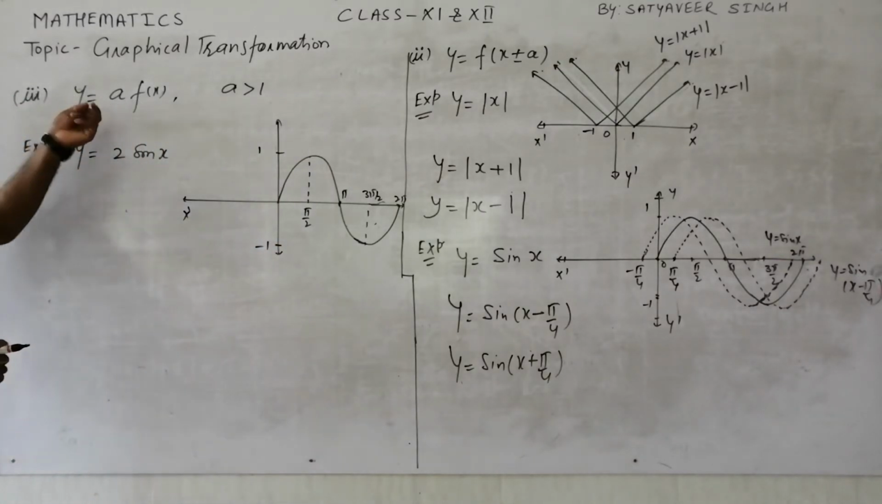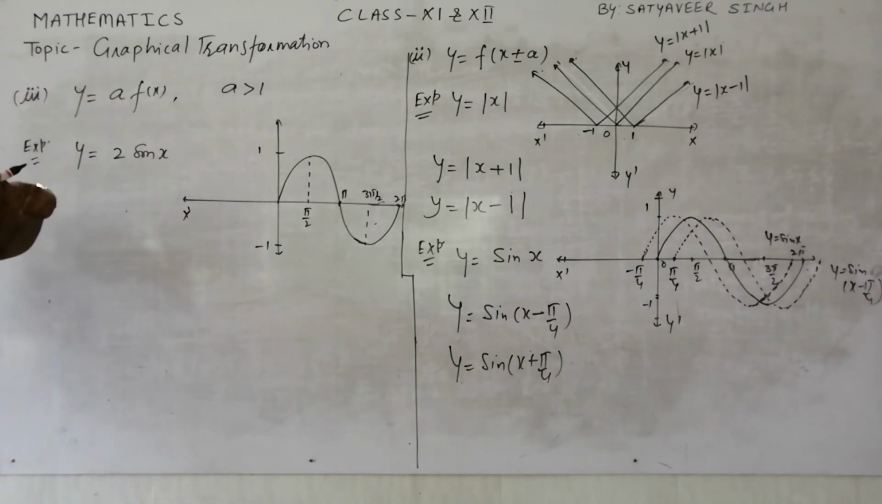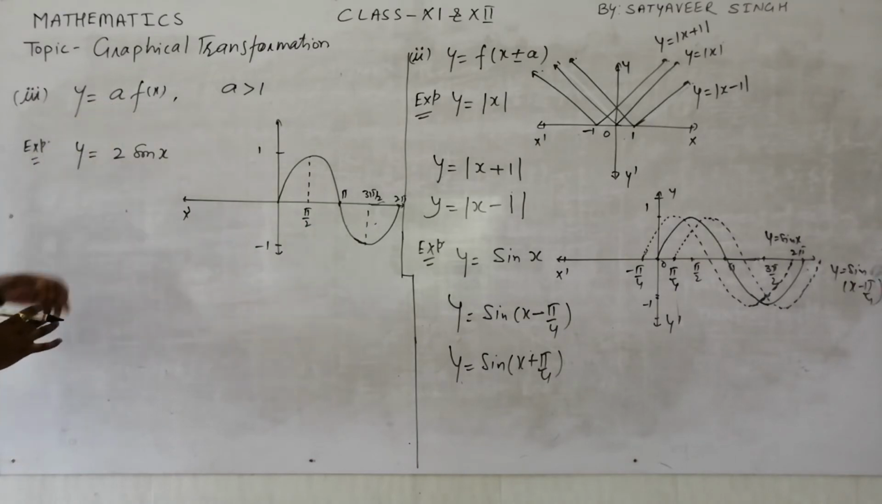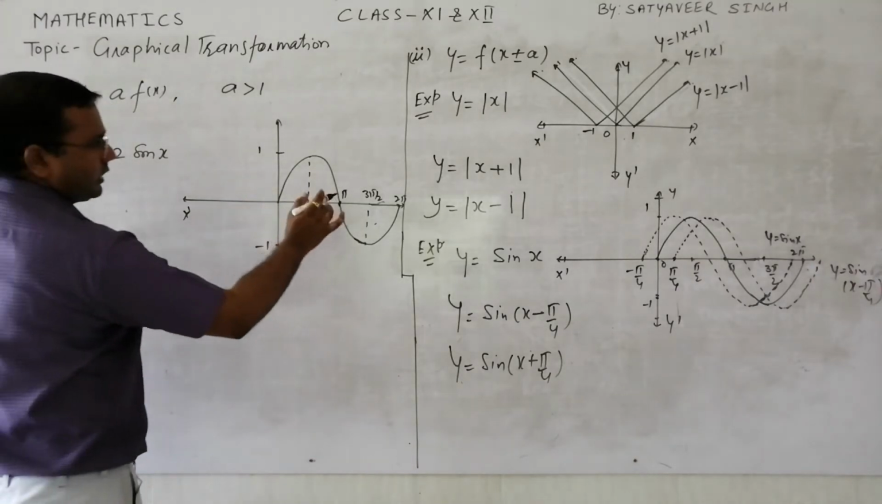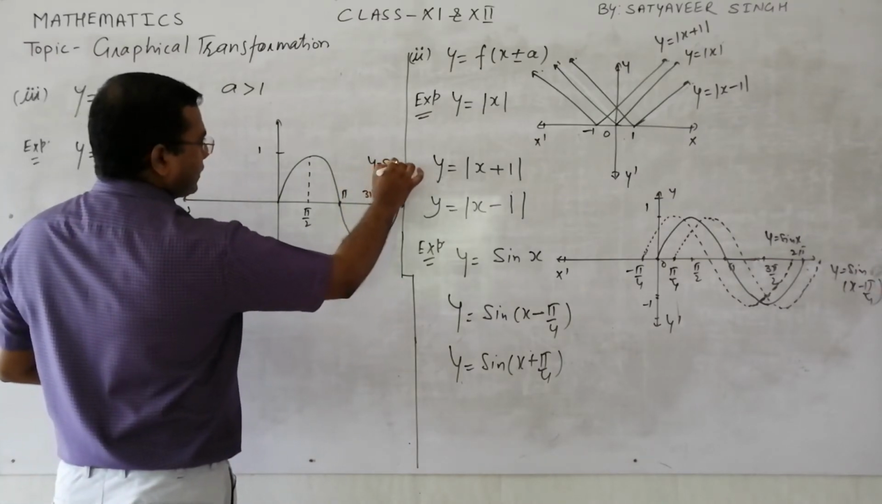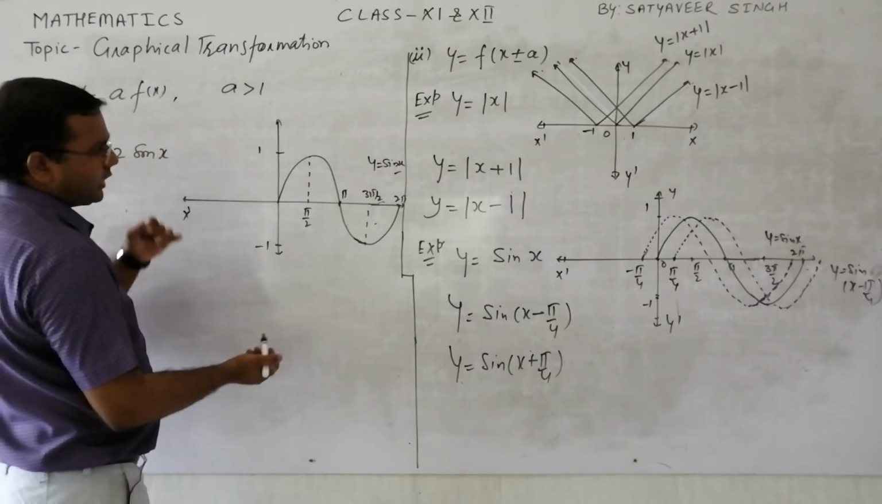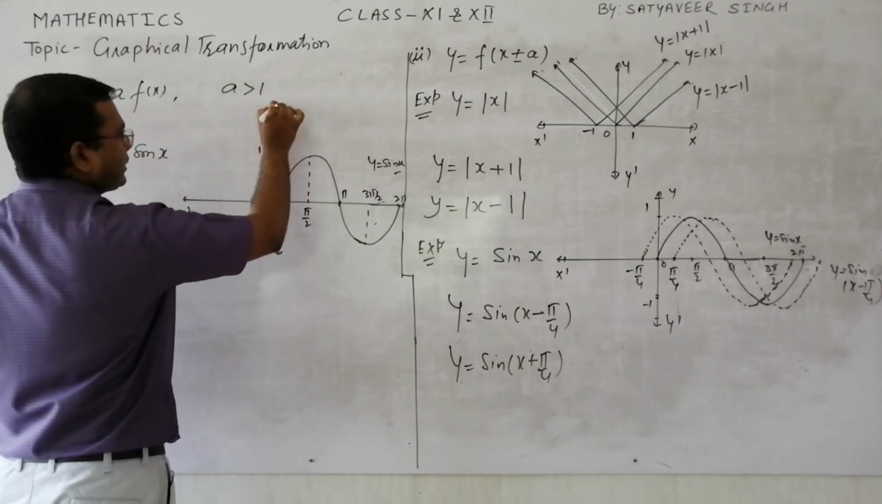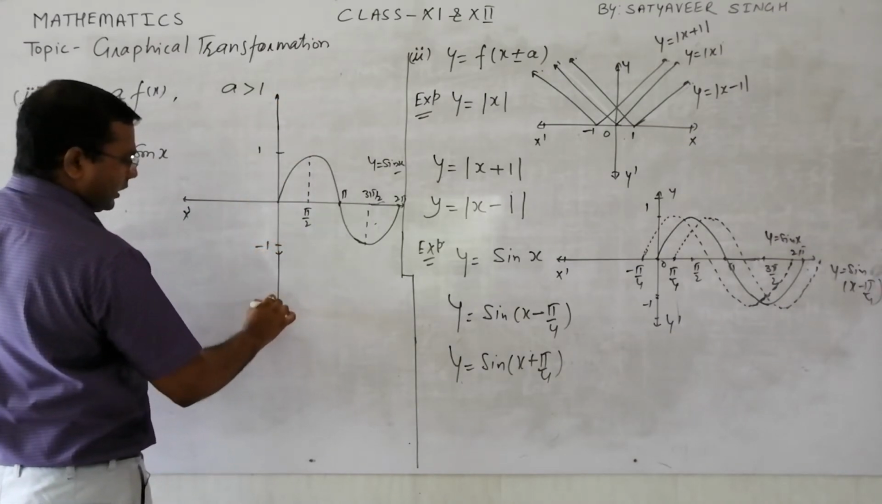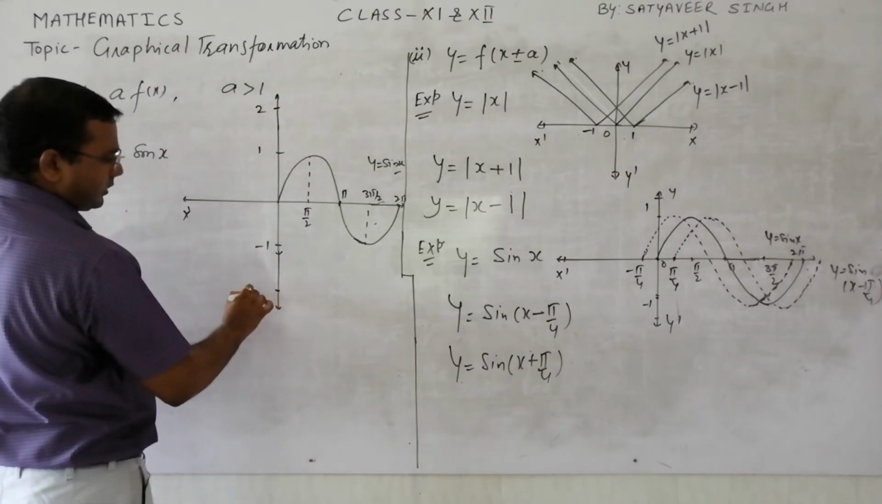If you are multiplying a given function by a, then it stretches the graph along the y-axis, by the same amount. Suppose there is 2 sin x. First of all, I have drawn the graph of y is equal to sin x. But if you want to draw the graph of y is equal to 2 sin x, then it stretches your graph along the y-axis by 2 units. So this is 2 and here it is minus 2.